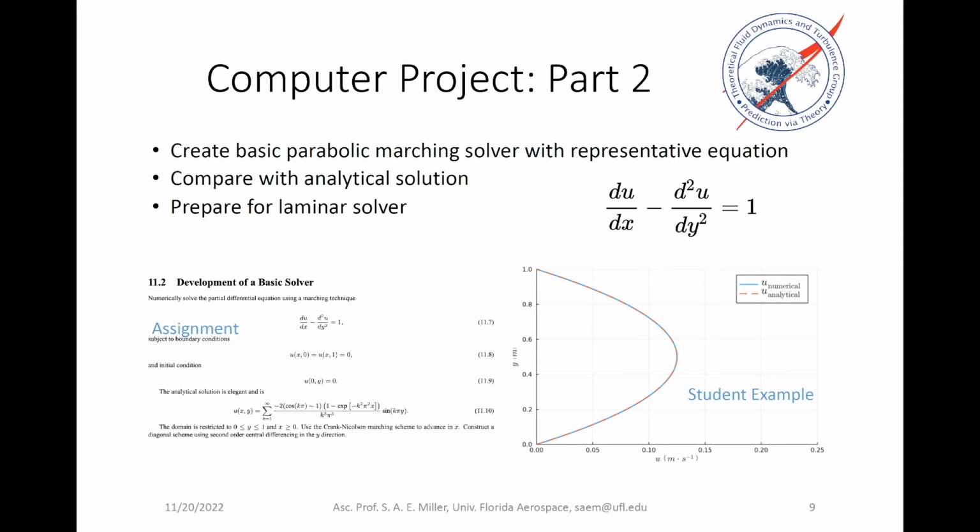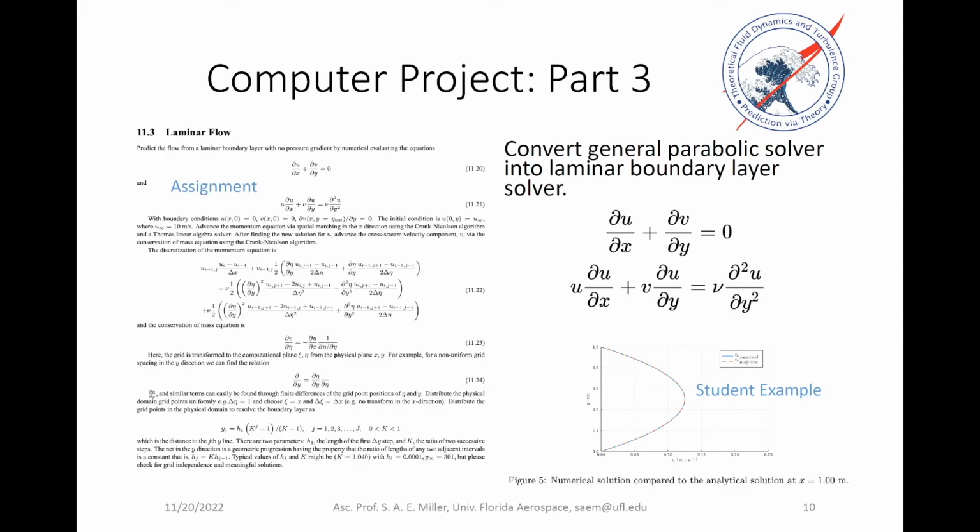Part 2 solved the basic equation du dx minus d2u dy2 equals 1, and they compared that numerical solution to the analytical solution. Why did they do this? So they could get their compilers and programs up and running and get a basic solver which we modify for the laminar flow. We take this equation on slide 9 and work on computer project number 3 to produce a laminar flow in a channel in 2D.